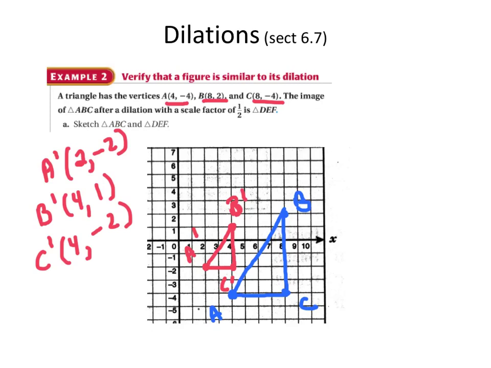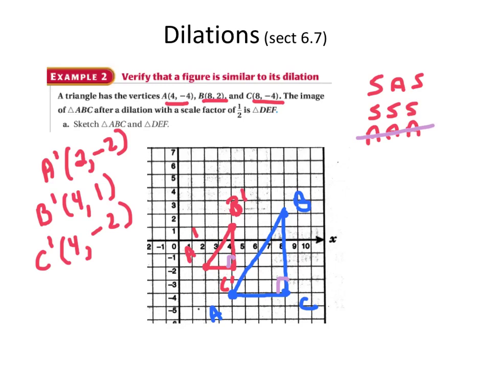Now, when it says verify, remember this time we're talking similarity. There's only 3 choices for similarity: side, angle, side, side, side, side, or angle, angle, angle. Well, I can figure out one of my angles. I know that both of these angles right here are 90 degrees because it's vertical and horizontal lines, which are perpendicular. So I've got one angle. But I don't know how to verify for the other 2 angles, so this method right here would not be a good choice. So I can do side, side, side, or I can do side, angle, side.